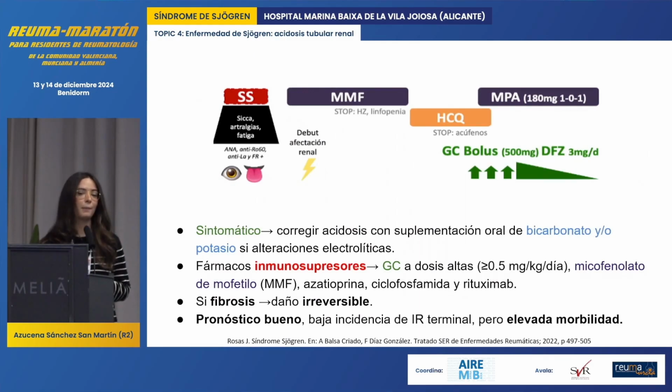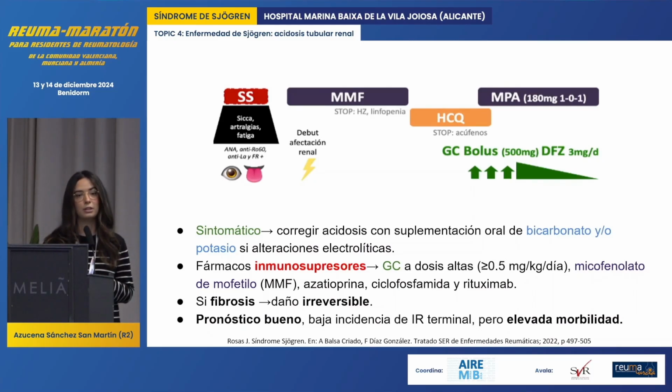How do we treat it? Our main goal is to improve and slow down the progression of kidney disease, focusing primarily on symptomatic treatment by correcting the acidosis with oral supplementation, bicarbonate, and/or potassium if there are associated electrolyte imbalances. Immunosuppressive drugs such as high-dose glucocorticoids or mycophenolate are used, and it's important to keep in mind that if these patients have already developed fibrosis, the damage is irreversible.